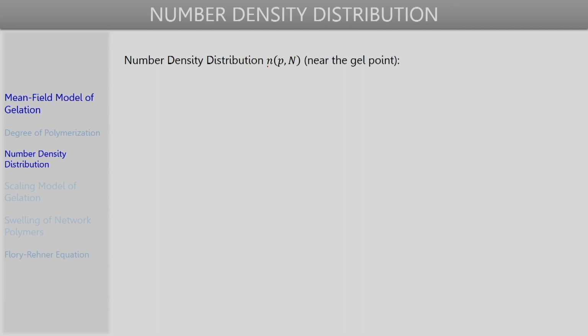So, now that we have defined the relative extent of reaction, let us see how the number density distribution of the chains in the system changes, or what the relation for that is. So, if we consider the number density distribution to be represented by the symbol n, which is a function of p and capital N, this small n represents the number density distribution of n mers. This capital N represents that we are talking about n mers, or the polymer molecules which have capital N monomeric units present in them.